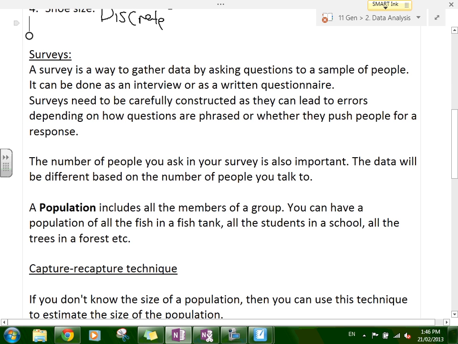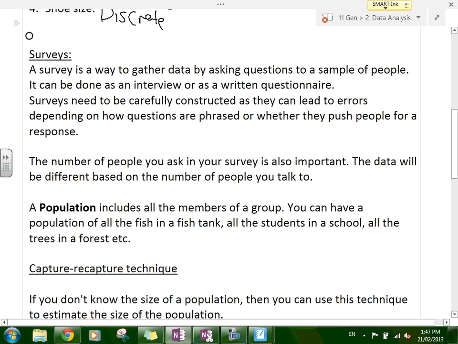Okay, it can be an interview or a written questionnaire, right? Obviously, you can fill it out or you can interview someone. And the whole point is, it needs to be constructed in such a way that you gather useful information. That's why these big companies spend lots of money developing surveys. It's not just some guy sitting in a room putting a bunch of questions together. It's carefully researched, carefully put together.